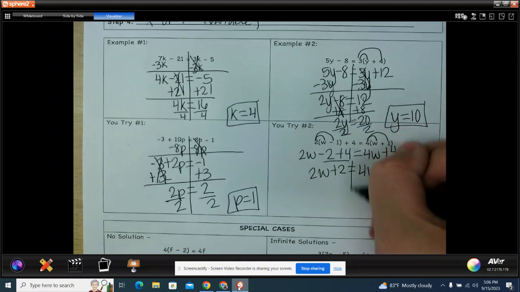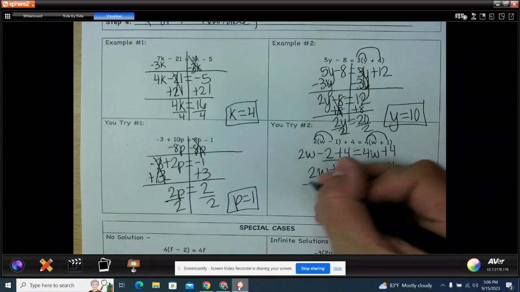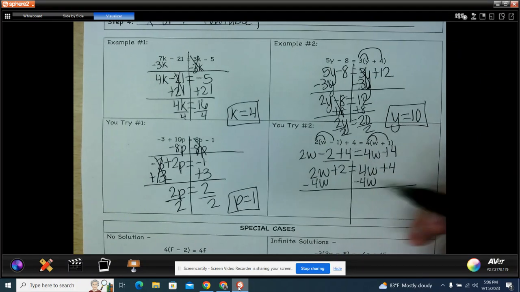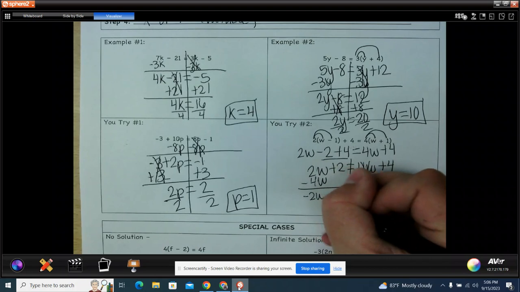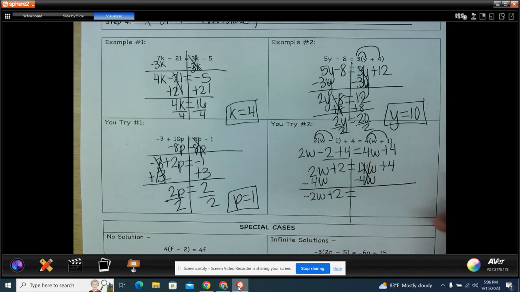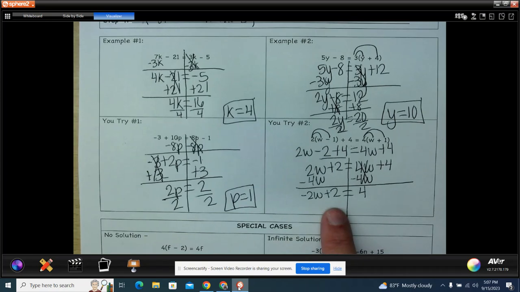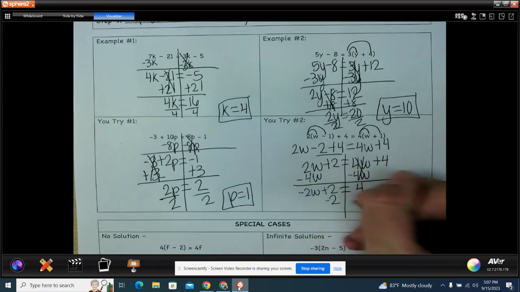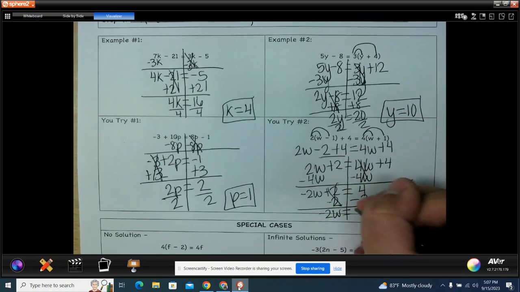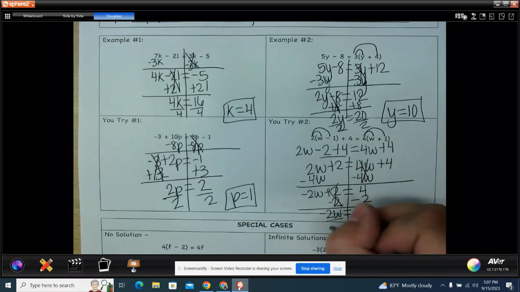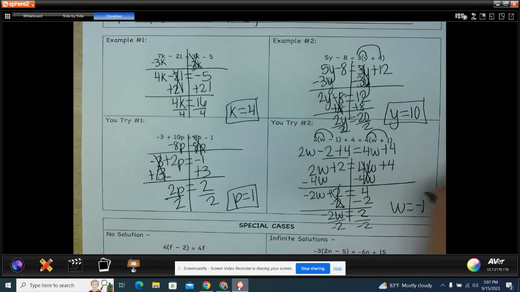Now we're going to solve. So I'm going to move my variable over. We're going to minus 4w on both sides. Those will cancel. 2 minus 4 is negative 2w. Plus 2 equals 4. Now we're going to move our constant over. We're going to minus 2 on both sides. We get negative 2 equals 2. And then divide by negative 2. So w equals negative 1.